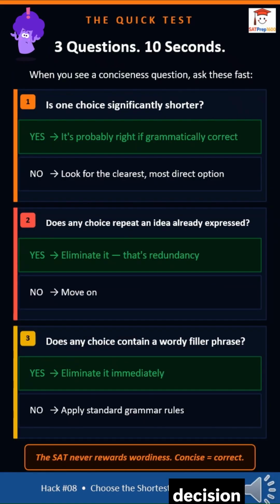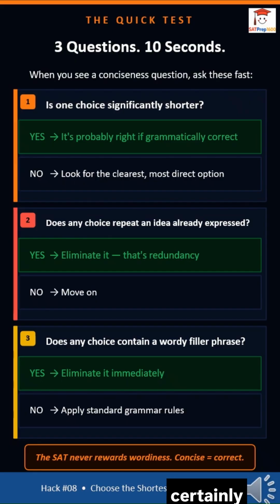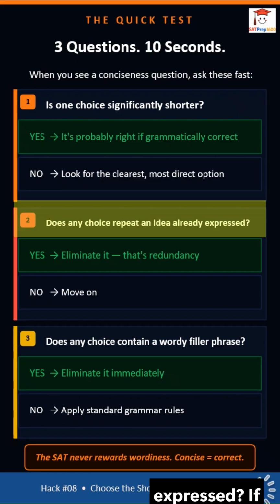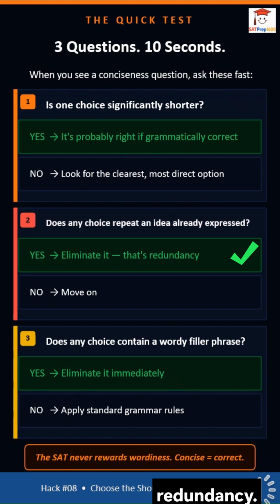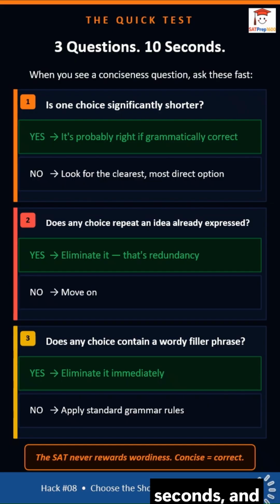Here's your 10-second decision framework for every conciseness question. Question 1. Is one choice significantly shorter? If yes, and it's grammatically correct, it's almost certainly right. Question 2. Does any choice repeat an idea already expressed? If yes, eliminate it. That's redundancy. Question 3. Does any choice contain a wordy filler phrase? Due to the fact that. In order to. At this point in time. If yes, eliminate it immediately. These 3 questions take about 10 seconds, and they'll solve most conciseness questions before you even think about grammar rules.